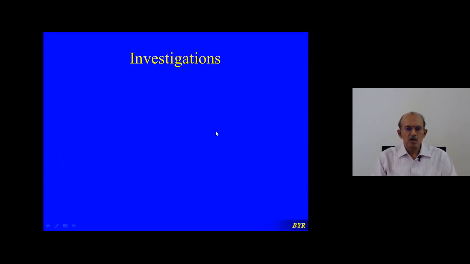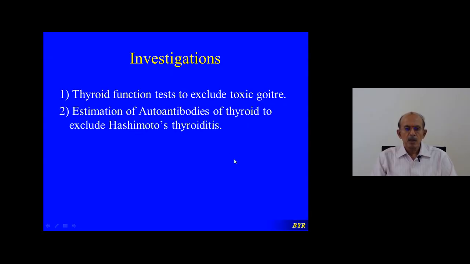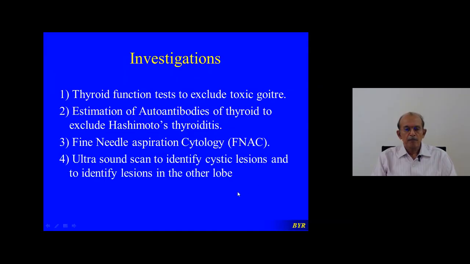Investigations for a solitary nodule goiter. Thyroid function test to exclude toxic goiter. Estimation of autoantibodies of thyroid to exclude Hashimoto's thyroiditis. Fine needle aspiration cytology, FNAC. Ultrasound scan to identify cystic lesions and to identify lesions in the other lobe. Though clinically it may manifest as a solitary nodule, the other lobe also may have nodules, which are occult.